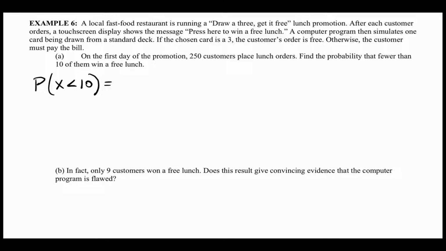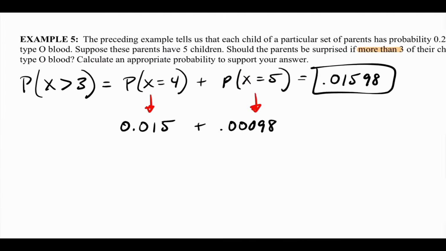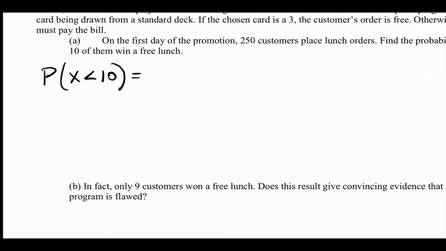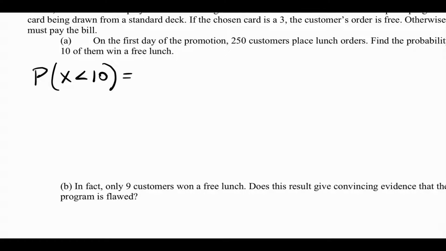So who are we trying to find probability of? Like we did on the one right before? It's kind of like that one, except greater than instead of less than, right? So we listed the numbers that were greater than 3. What are the possibilities less than 10? Let's start with the first one. What's the first one? Is 0 a possibility? 0 people get free lunches, yeah. So 0. Then I'm going to add that with, what's the next one?